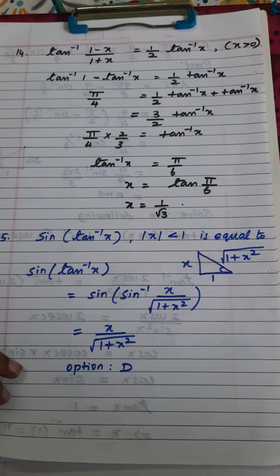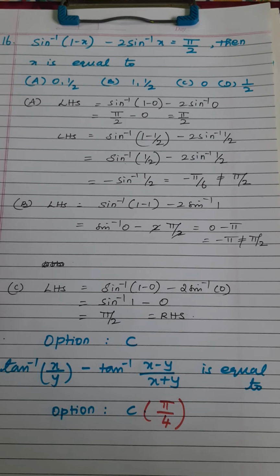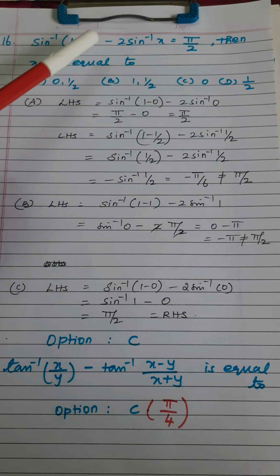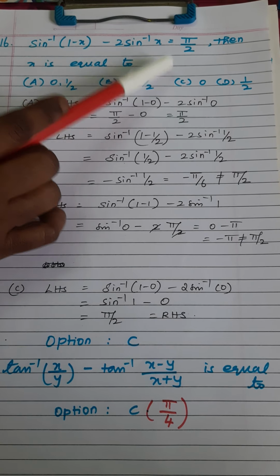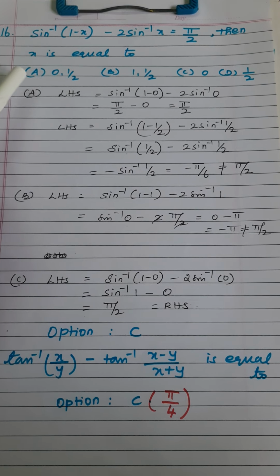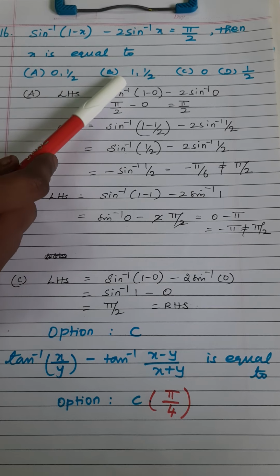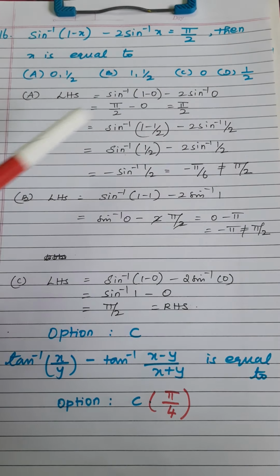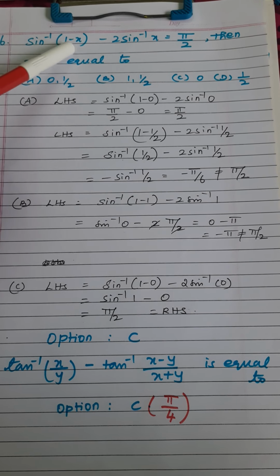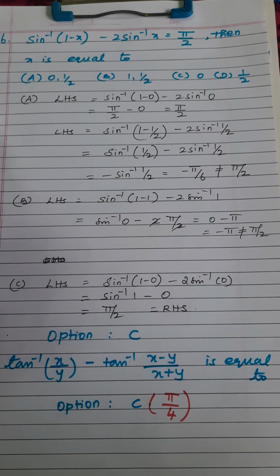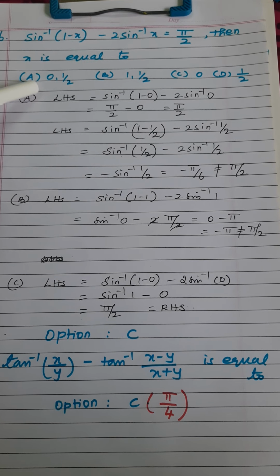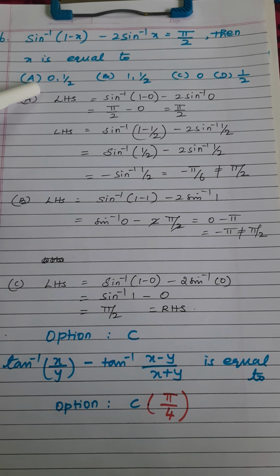Now we will see the next objective question, number 16. Sine inverse of 1 minus x, minus 2 sine inverse x, equals pi by 2. Then what is the x value? That is the question. And the options are 0, 1 by 2; 1 and 1 by 2; 0; 1 by 2. Instead of solving this question by selecting x as some trigonometric function, better we will go in reverse. We will start with option 1. We will substitute the values given in the option, then we will check whether it is correct or wrong.